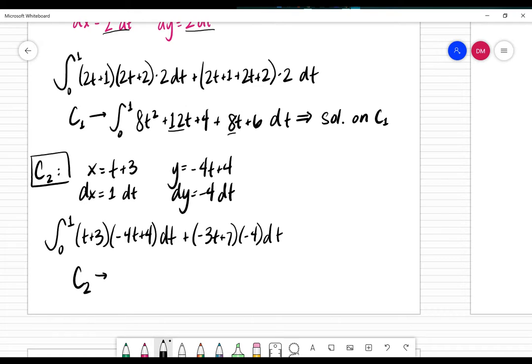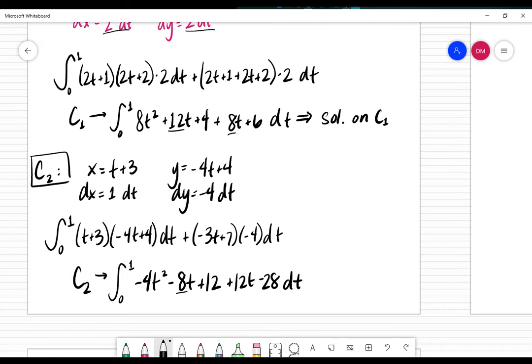So for C2, if you're working this out, we could simplify that line integral so that what we are integrating, we pull the dt out here. This one I actually didn't simplify in my notes, but it looks like we get a negative 4t squared. We get minus 12 plus 4, so minus 8t plus 12, and then here it looks like I get a plus 12t minus 28, and pulling that dt to the end.